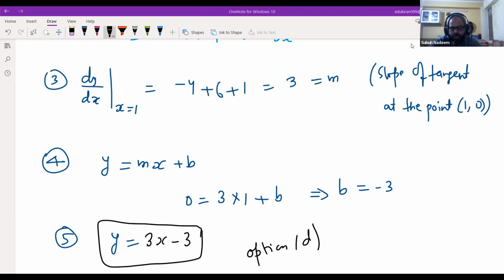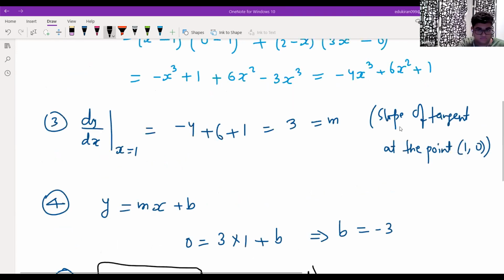Can you scroll up a bit? This one? Yeah, so what happened to the x cube and x square? When you put x is equal to 1 there, it will become just 1, minus 4 into 1 will be minus 4, and 6 into 1 is 6. Oh, we substituted. Yeah. Okay, yeah.